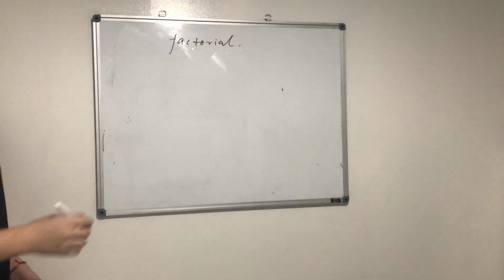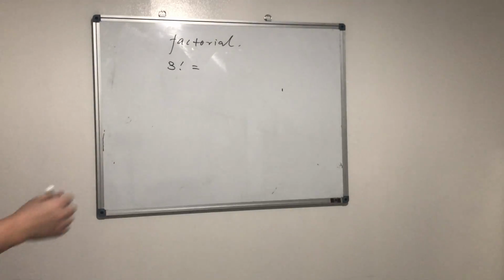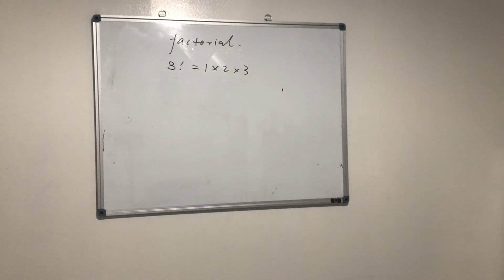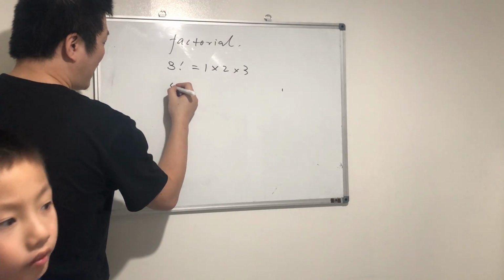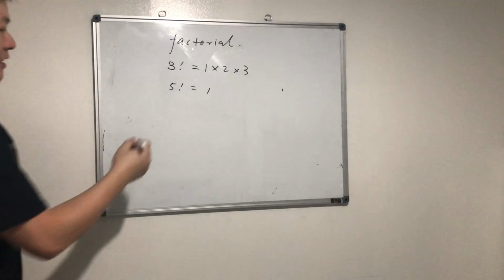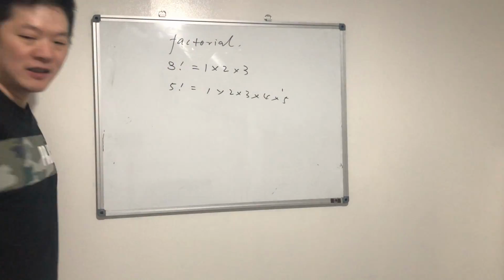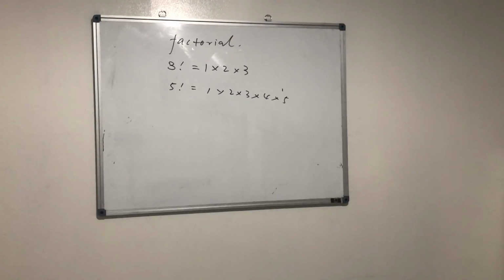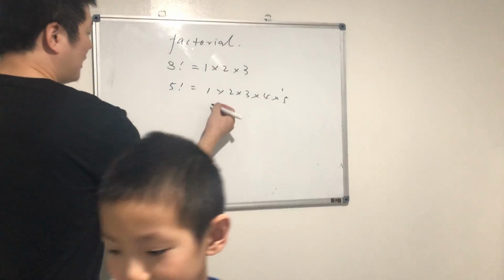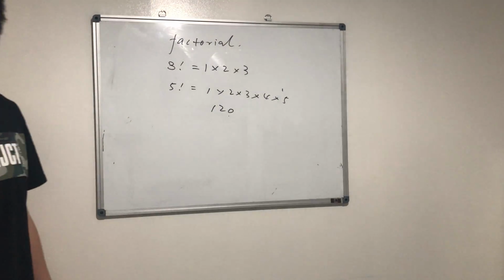Do you still remember the factorial? What does it equal? 1 times 2 times 3 equals 6. Okay, how about 5 factorial? 1 times 2 times 3 times 4 times 5 equals 120. How many zeros? One zero.